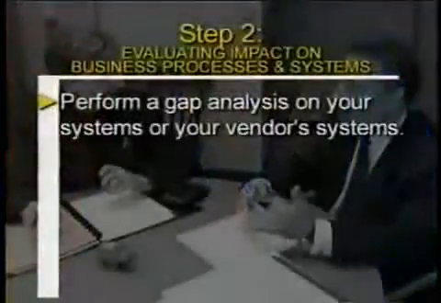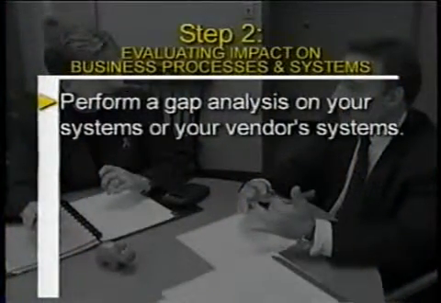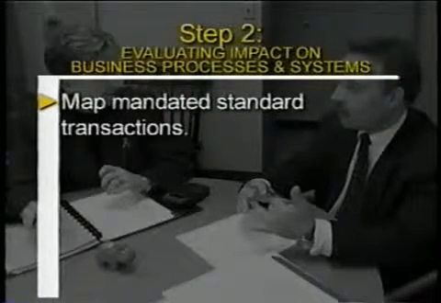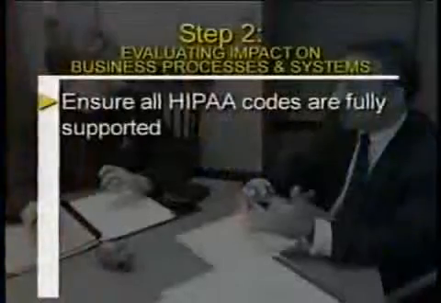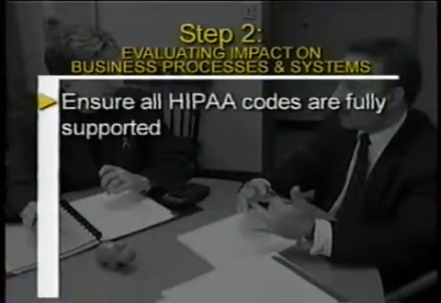A system assessment in the form of a gap analysis needs to be completed. Simply put, this means identifying where you aren't ready, or gaps between what you do now and what you'll need to do under HIPAA. For providers, the practice management software vendor may be responsible for all or part of gap analysis. Points to consider as part of a gap analysis include: has a gap analysis been performed on your systems or your vendor's systems? Have mandated standard transactions been mapped? Has a system assessment been completed? In addition to performing gap analyses, health plans and clearinghouses need to review and likely revise many of their internal systems to ensure that HIPAA codes, fields, and field sizes are fully supported.